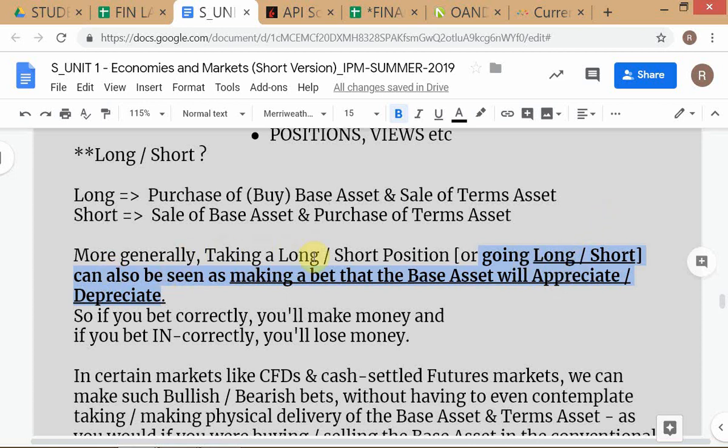If you take a long position, you're betting that the base asset will appreciate. Because in many situations like futures contracts, especially financially settled, cash settled futures contracts, you never take delivery of the asset. So the contract is only making a bet on which way the price will move. So long and short essentially here means this, in more general terms.